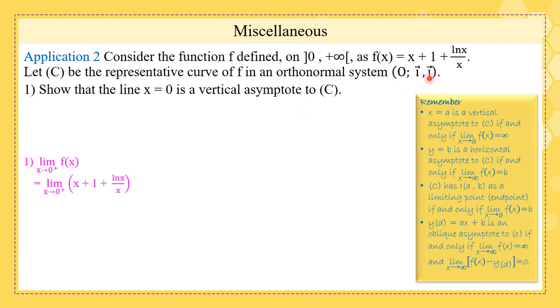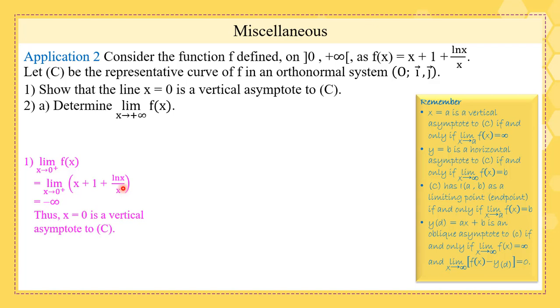Let's go on. We need the limit of this function as x tends to 0, and if we substitute, we get 0 here, 1 here, and this is negative infinity, so we get negative infinity. Thus, x equals 0 is a vertical asymptote. Remember, the limit of ln x over x as x tends to 0 plus is negative infinity. This was memorized by heart before.